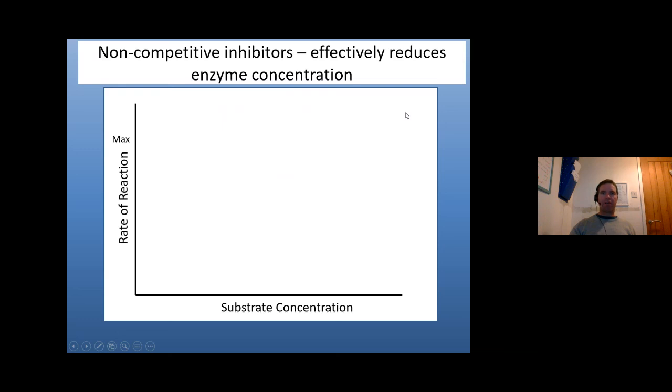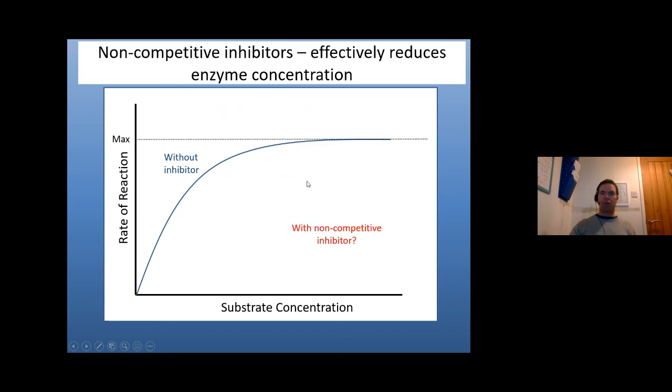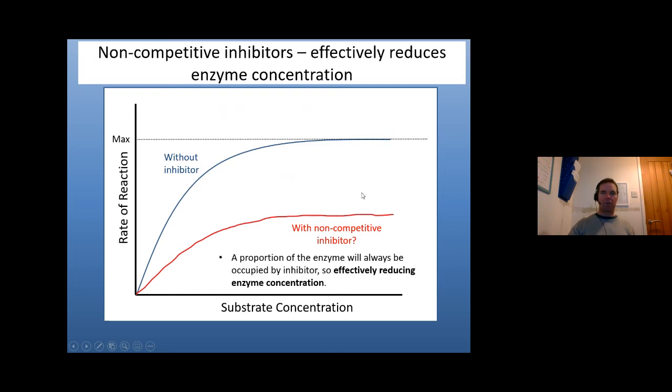Non-competitive inhibitor, remember, it effectively reduces enzyme concentration. Without the inhibitor, it's substrate concentration versus rate of reaction. With a non-competitive inhibitor, now we see a difference. We are not going to reach that maximum rate of reaction because we are effectively reducing enzyme concentration. We could get that same result if we reduced the enzyme concentration, but that's not what's happening here. We've added a non-competitive inhibitor. Why? Because a proportion of the enzyme will always be occupied by inhibitor, so effectively it reduces enzyme concentration.